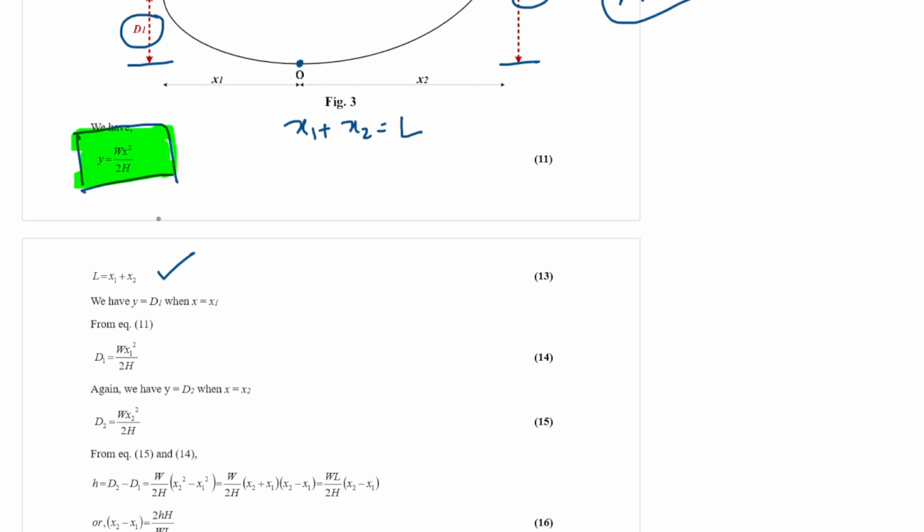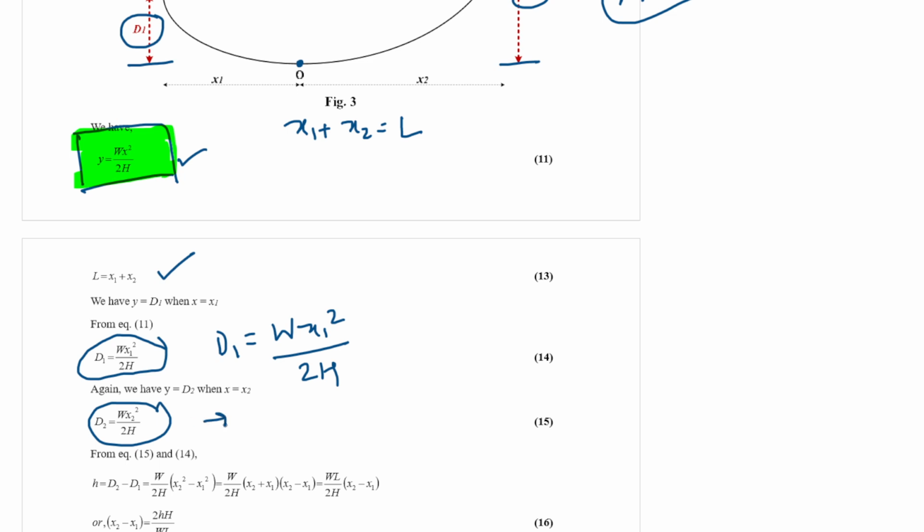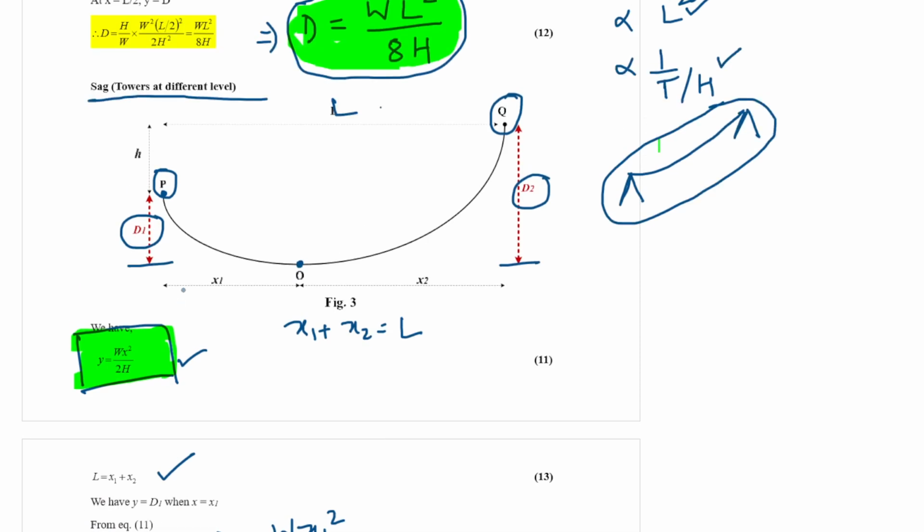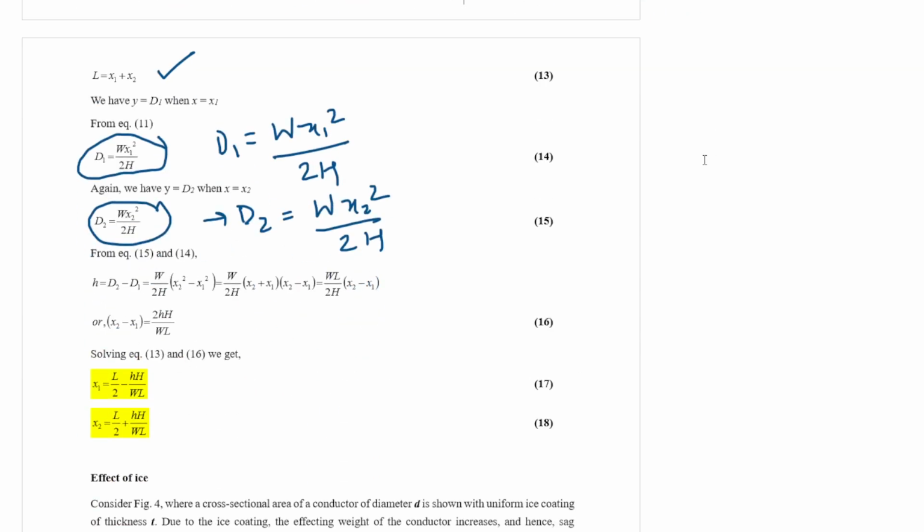So from this expression we can write the sag D1. Sag D1 will be equal to W x1 square by 2h. Similarly, the sag D2 we can write as D2 is equal to W x2 square by 2h. So now the difference in height is h. H is nothing but D2 minus D1, that is the difference in sag. So if you subtract these two formulas, D2 and D1, we shall get a relation.